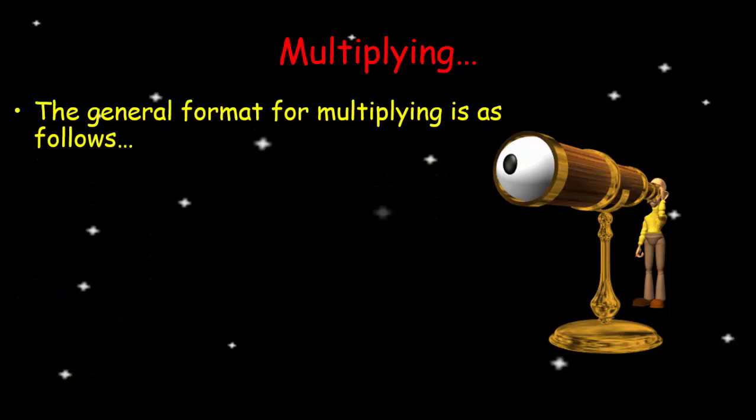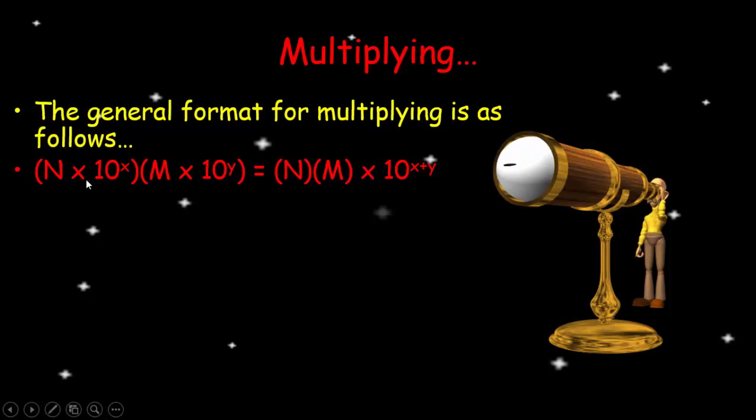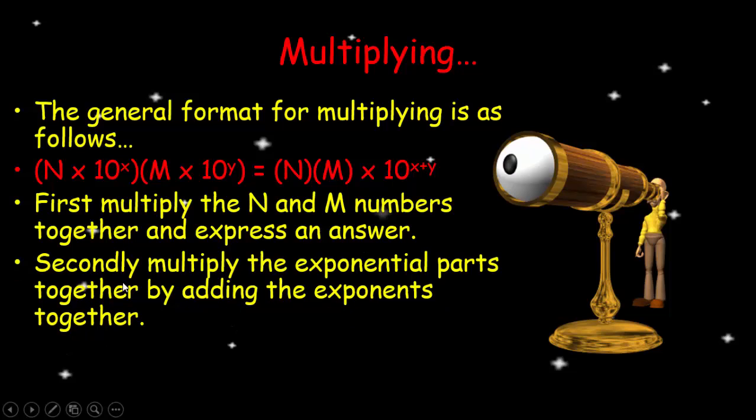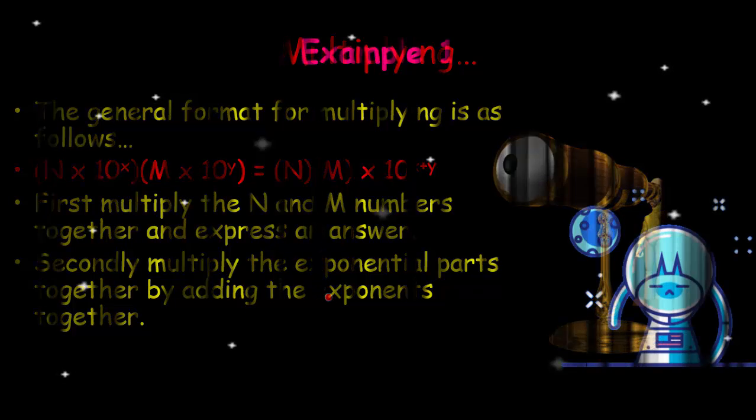Multiplying. The general format for multiplication is as follows: n times 10 to the x, times m times 10 to the y, is equal to n m times 10 to the x plus y. First, multiply the n and the m numbers together and express an answer. Secondly, multiply the exponential parts together by adding the exponents together.